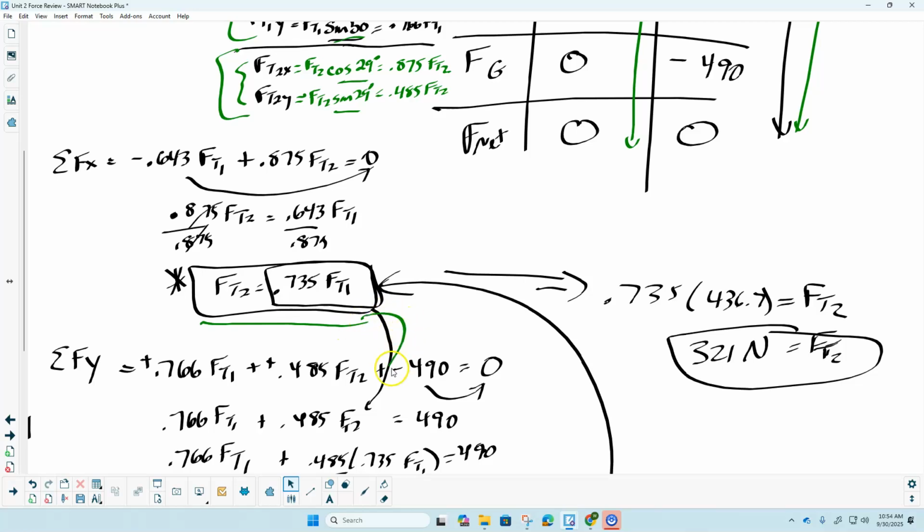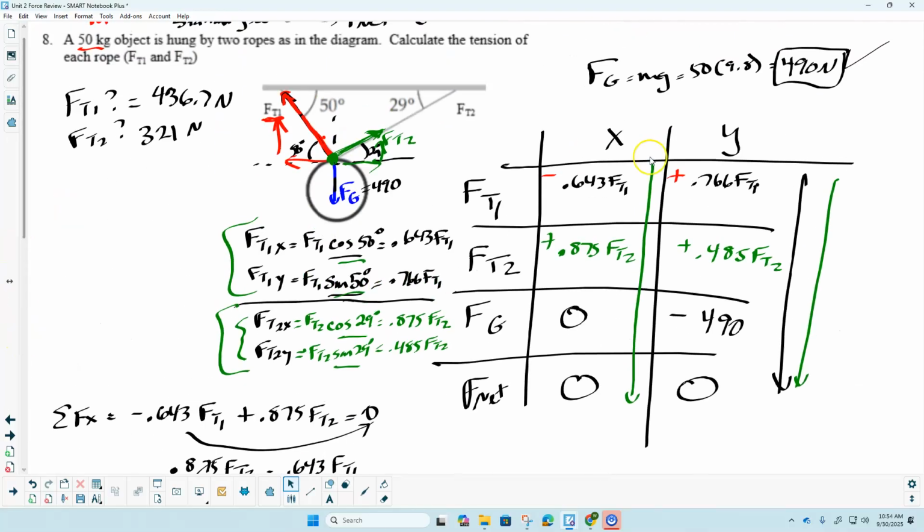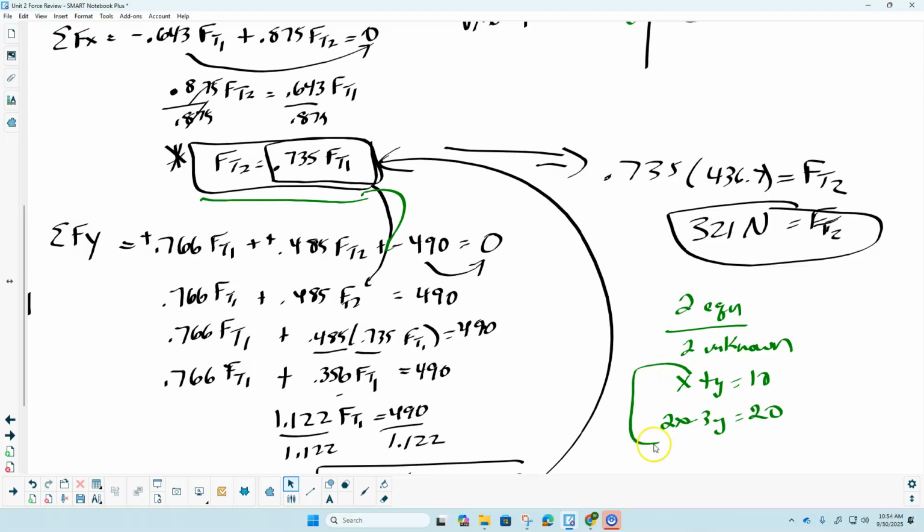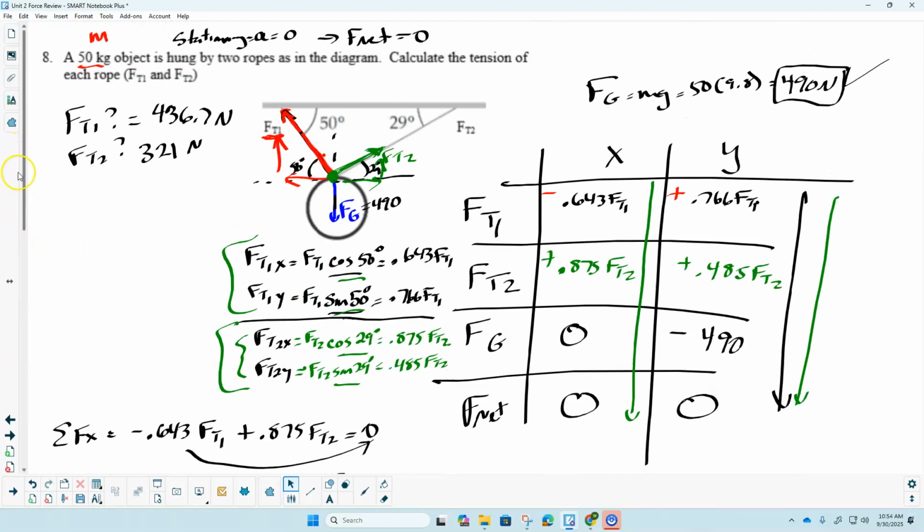Once we have that relationship, we can plug it into one of our other equations, which is our y equation, and solve. So we basically had two equations with two unknowns. And that's called a system of equations. If you're familiar with x plus y equals 10, and then 2x minus 3y equals 20, you could solve that and get x and y. That's essentially what we did. So you could call FT1 x and FT2 y, and that would work out the same way. All right, so that's what we did for number 8.